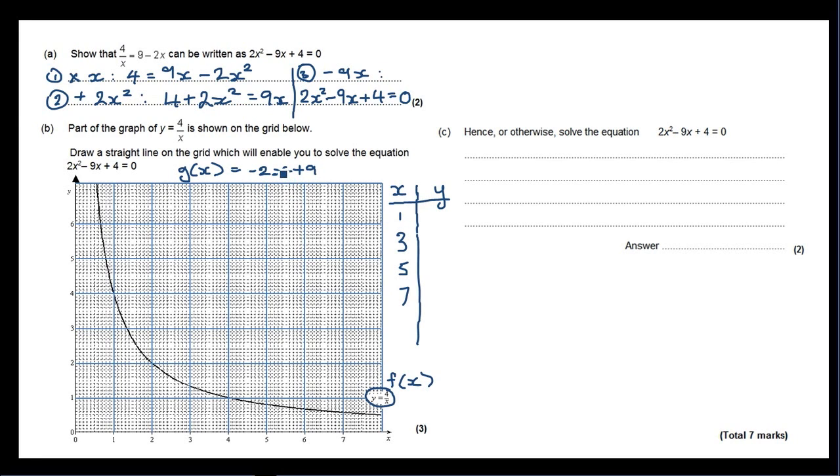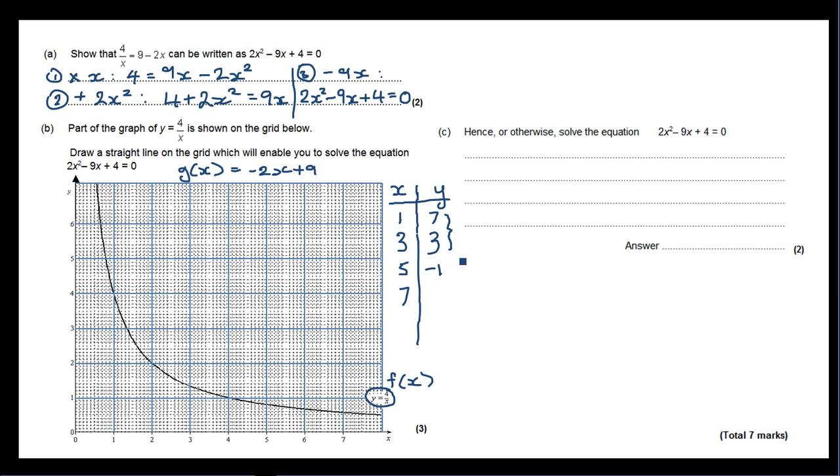So when x equals 1, we're going to have minus 2 times 1, so that's minus 2, plus 9, that's going to give us 7. Okay? When x equals 3, we're going to have minus 6 plus 9, so that's, brain's not working very well today, minus 6 plus 9 is 3, there we go. Okay? Plug in 5, minus 2 times 5 is minus 10, plus 9 is going to give us minus 1.